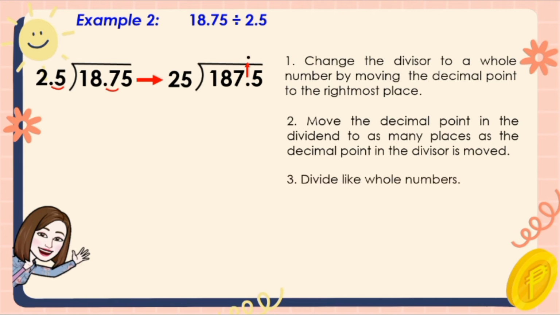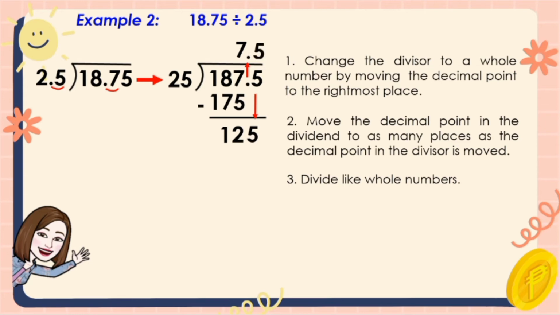Step 3. Divide like whole numbers. 187 divided by 25 equals 7. 7 times 25 equals 175. Subtract 187 minus 175. We have 2 and 1. So, 12. Bring down 5.